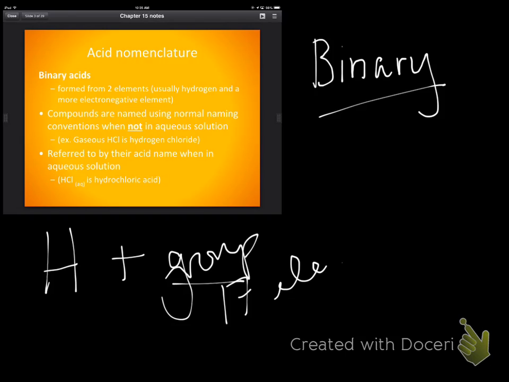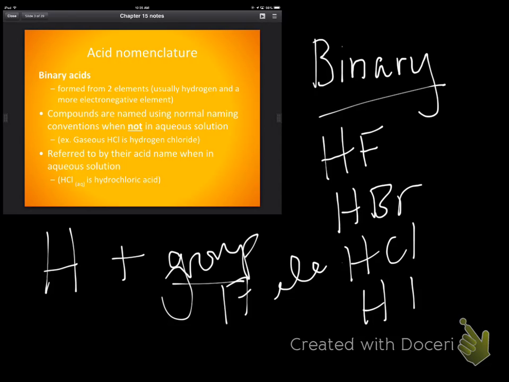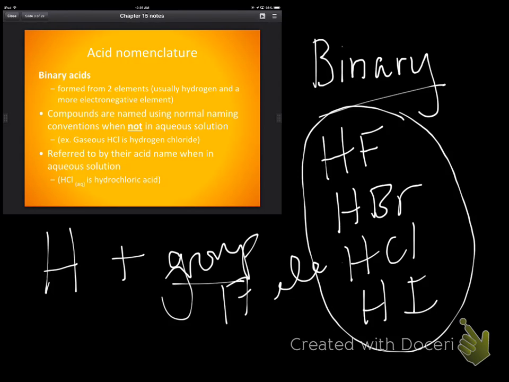And we talked about a series of things in the last chapter. We talked about hydrogen fluoride and hydrogen bromide and hydrogen chloride and hydrogen iodide. Guess what? Those molecular substances which are prone to ionization are your binary acids when they are in aqueous solution.